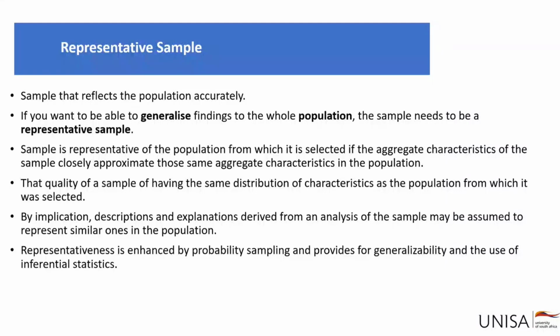By implication, descriptions and explanations derived from an analysis of the sample may be assumed to represent similar ones in the population. So representativeness is enhanced by probability sampling, and it does provide for generalizability and the use of inferential statistics. So representativeness in this case is quite important, especially within the probability sampling type of design that we are talking about. Okay, thank you so much.